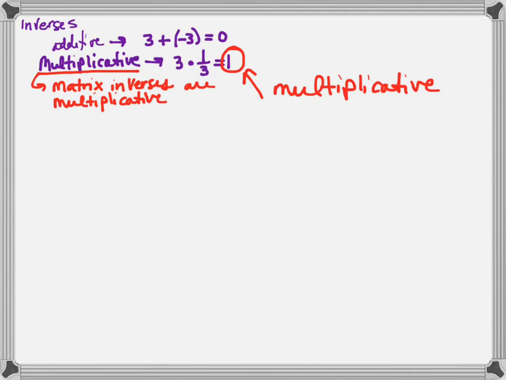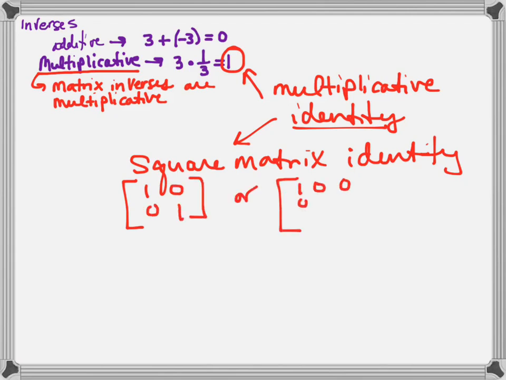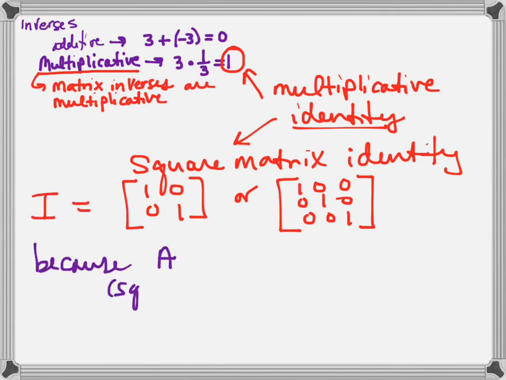So with arithmetic, 1 is the multiplicative identity. And for matrices, they have to be square to have an identity. But it could be 1 0 0 1 or 1 0 0 0 1 0 0 0 1. You know, 1s along the diagonal going to the right, and we call it capital I for the identity matrix.